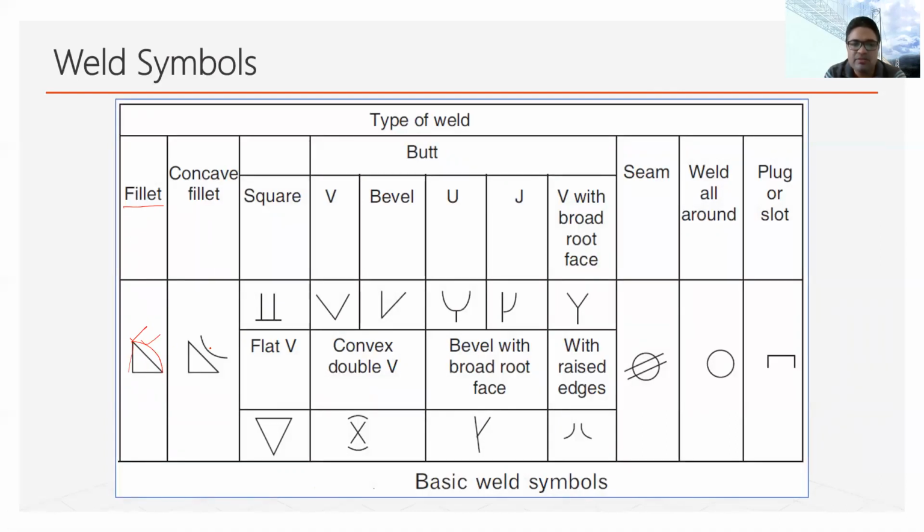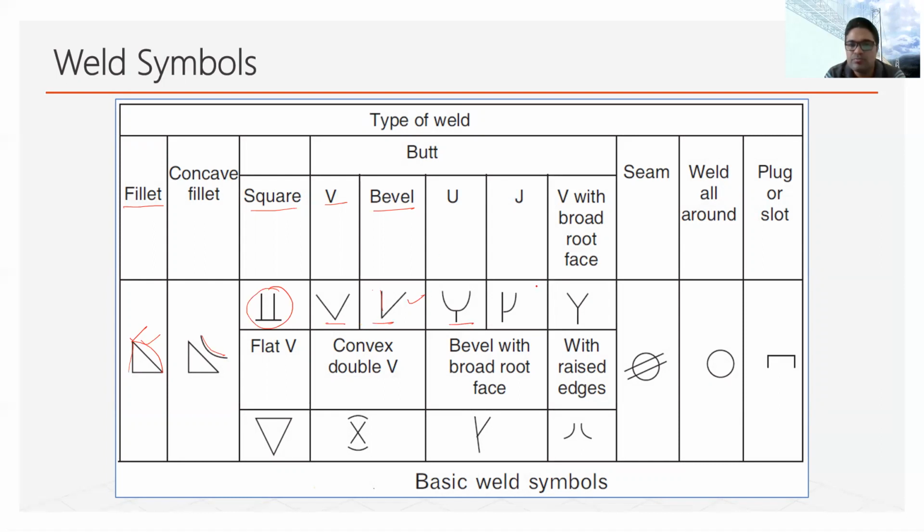If it is concave, then we specially try to specify that it is a concave surface. Similarly, if there is a square groove weld, in that case the symbol is this. If there is a V groove weld, single V groove weld, then this will be represented like this. In the bevel groove weld, one edge is prepared inclined and the other edge is perpendicular, or at 90 degrees. So this is the symbol of bevel.